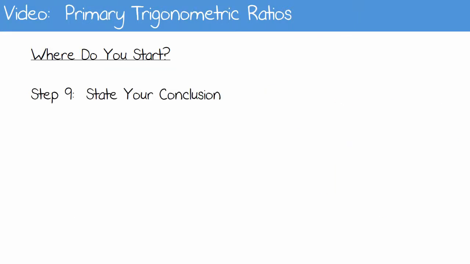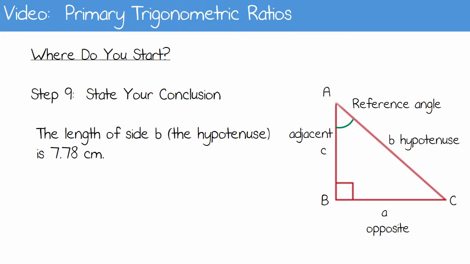Step number 9, state your conclusion. The length of side b, the hypotenuse, is 7.78 centimeters.